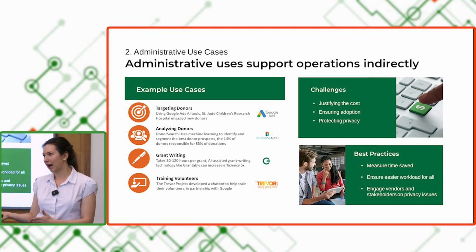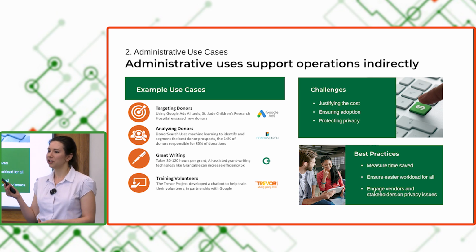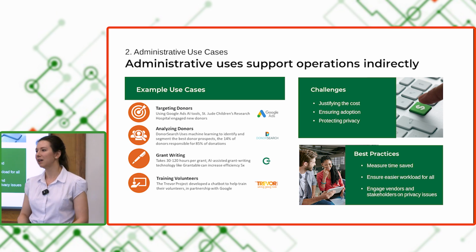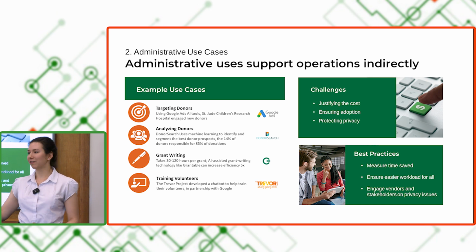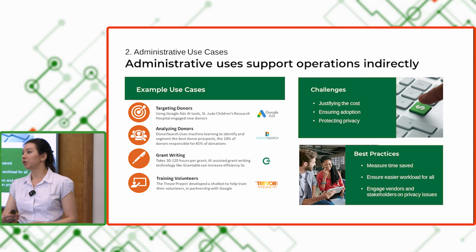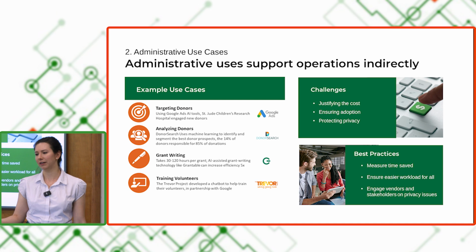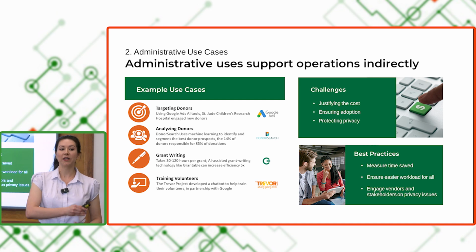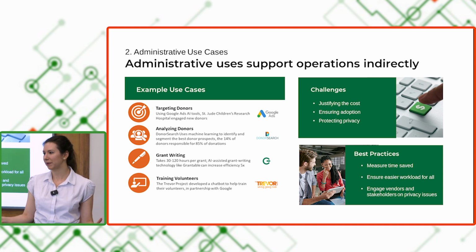And so in terms of the challenges for all of these administrative use cases, it can be difficult to justify the cost, especially when it's another large administrative system you're implementing. It can be difficult to ensure adoption. You can imagine if you implement the system and none of the employees or volunteers use it, you're not going to get the value out of it. And then also protecting donors' and volunteers' privacy is huge. So best practices to address these challenges are to justify the cost in terms of the time saved. It's incredibly important to measure the time that you're going to save, and measure the time that you do save by implementing these tools.